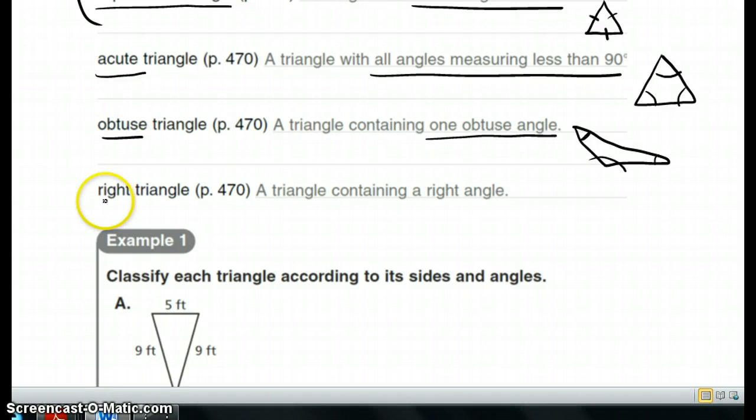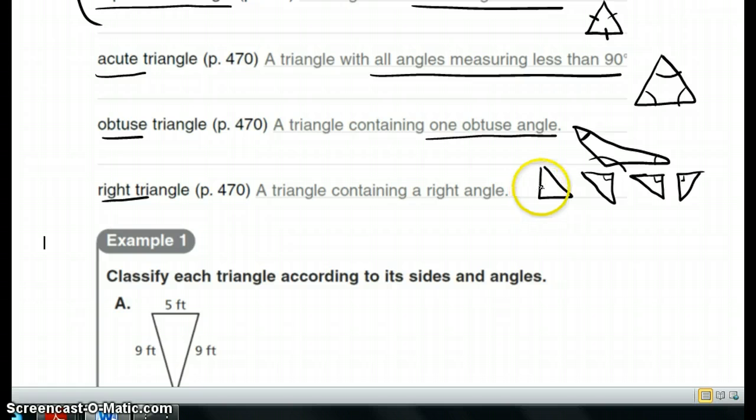And our easy one is the right triangle. Well, I better have a right angle if it's going to be classified as a right triangle. And, whoops, I drew the same one again. That right angle can be anywhere on your triangle as long as you do have that perfect 90 degrees. And these are the ways to classify a triangle by the angles.